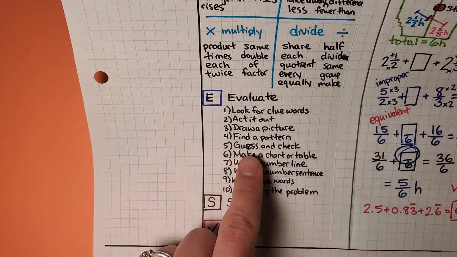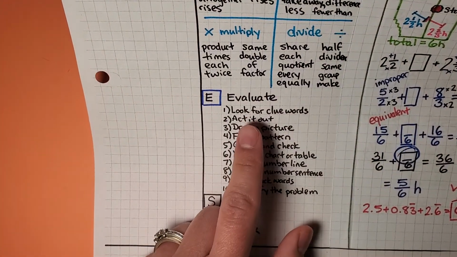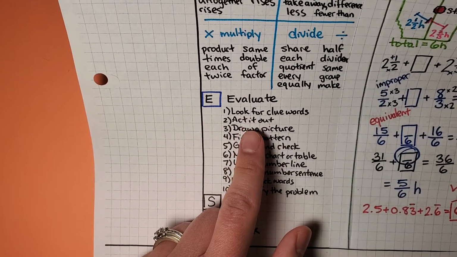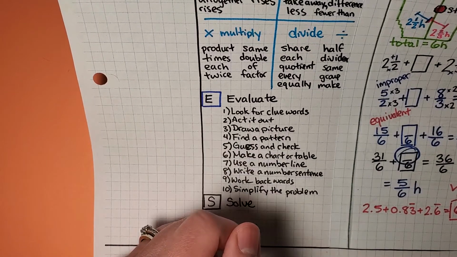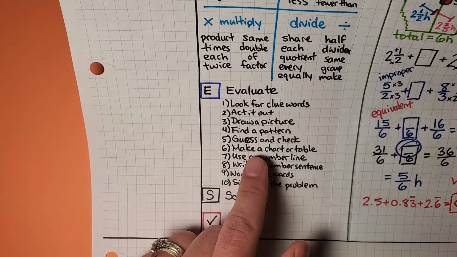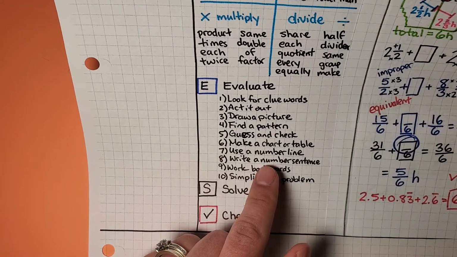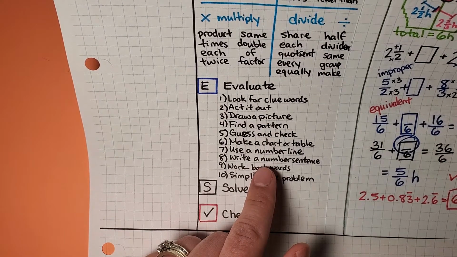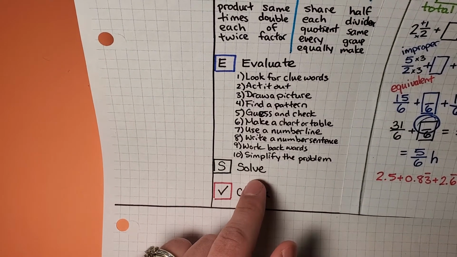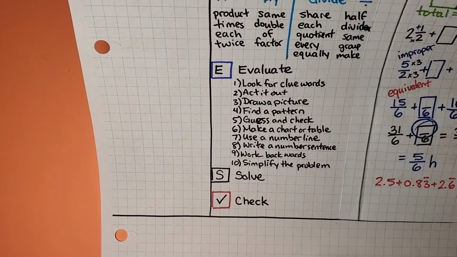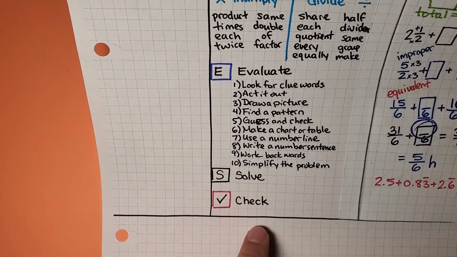Sorry. E is evaluate. So maybe making a diagram, maybe making a number line, maybe guess and check. Maybe you just go straight to the number sentence or the equation. Finally, after you've come up with some sort of plan, you solve and then you check.